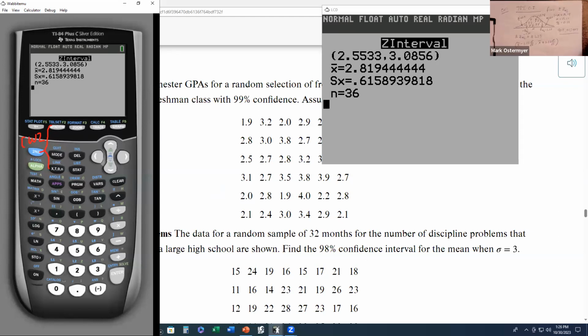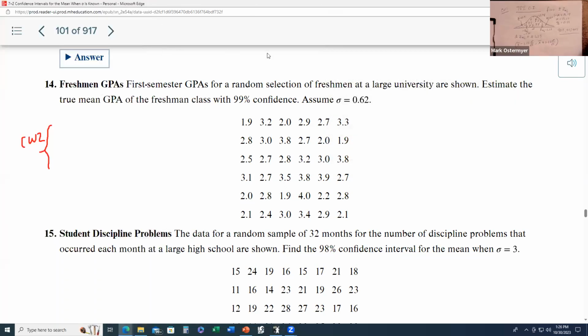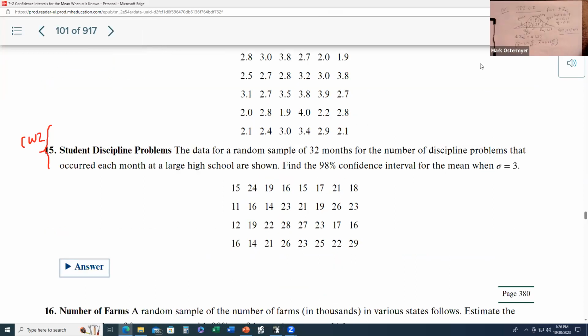All right. So that's that there, ladies and gentlemen. Got that there. Okay. So let's see here. All right, so you guys go down and do this one using your calculator. Just like I demonstrated for you, I want you to type this data in list one here for number 15. And I want you to build a 98% confidence interval for the unknown population mean mu, assuming the population standard deviation is 3. Go ahead and do number 15. We'll call that classwork number 3.